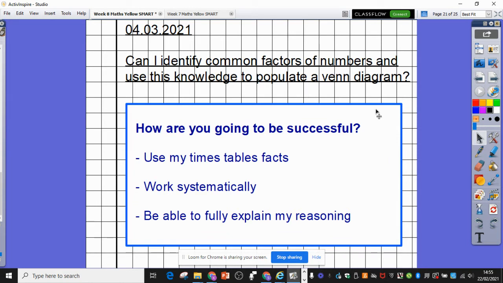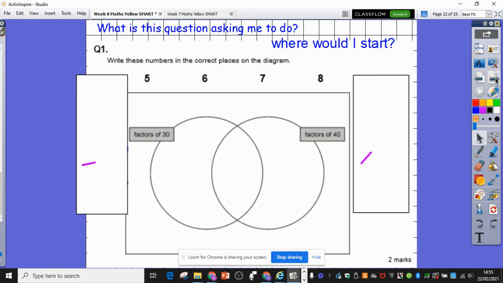Today we're going to be following on from our common factors of yesterday and using that knowledge to populate a Venn diagram. So how are you going to be successful? Use your times table facts, as we did yesterday, work systematically, as we did yesterday, and be able to fully explain my reasoning so that you can, at the end of this lesson, identify common factors of numbers and use this knowledge to populate a Venn diagram. So, let's have a look and see what we're going to be doing.